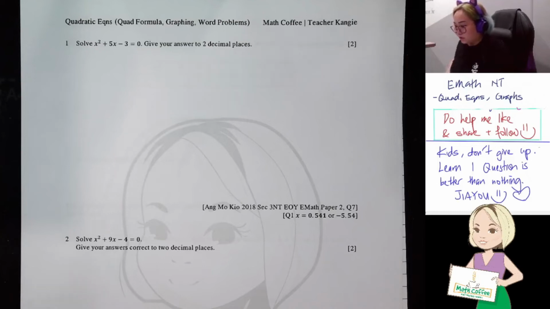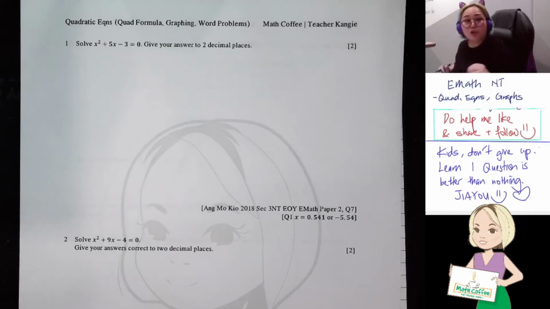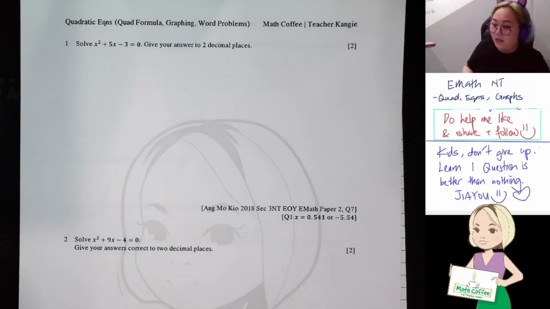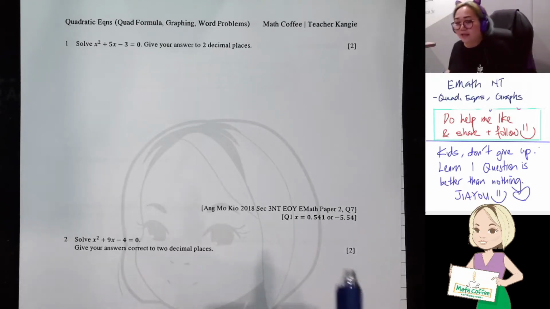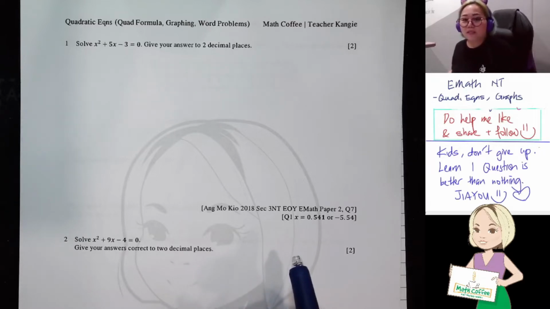Okay, so we're going to start on solving quadratic equations. The good news is for normal tech students, the quadratic formula is given to you.